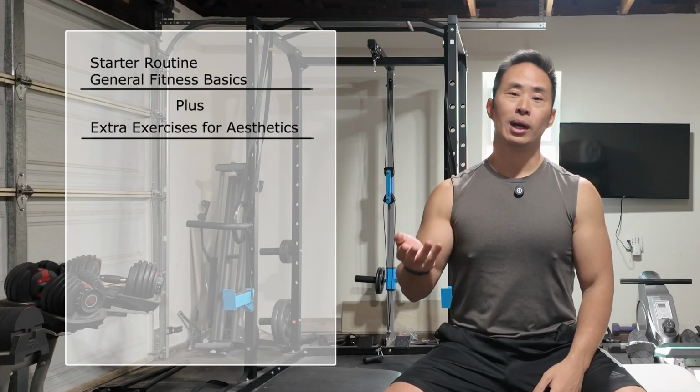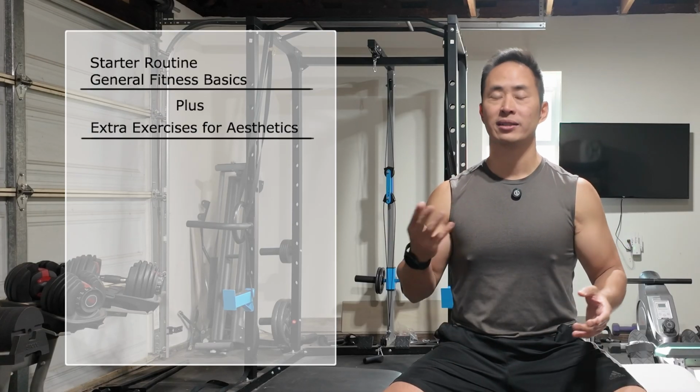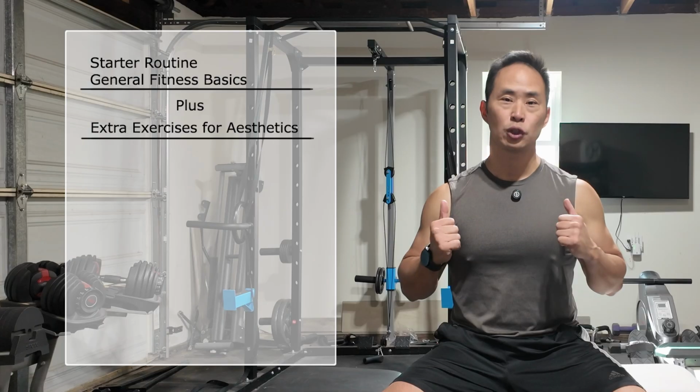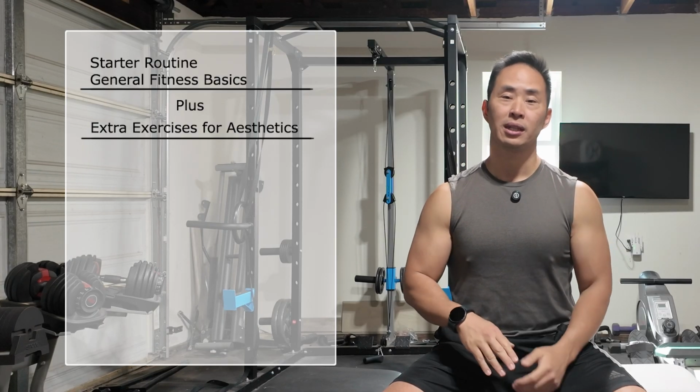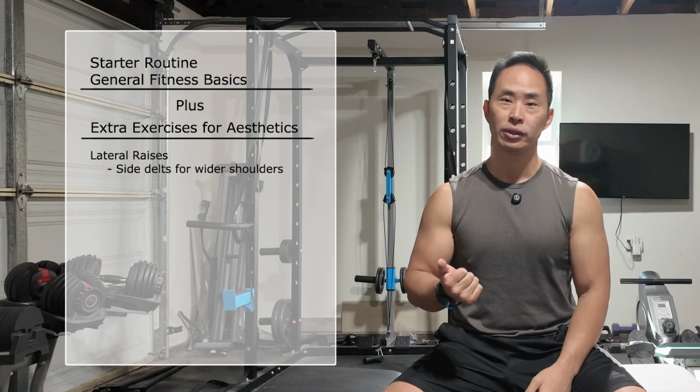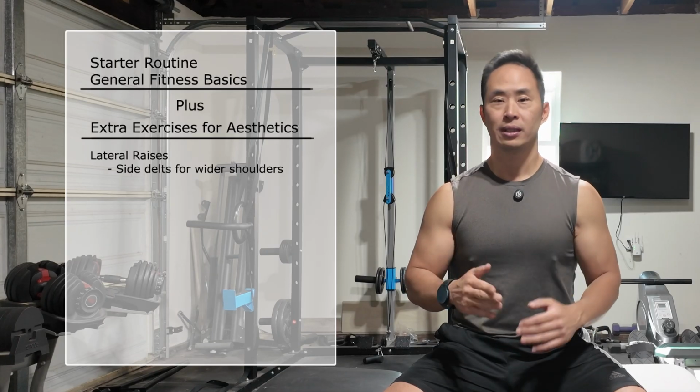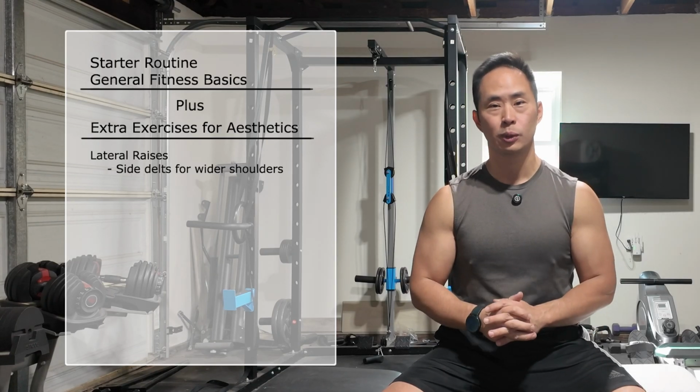So if you want to round that out, you're going for a more aesthetic build, you might want to add something in for your shoulders and your triceps more directly, in which case I would add something like lateral raises for your shoulders to build those side delts to get that wider shoulder look that you want.